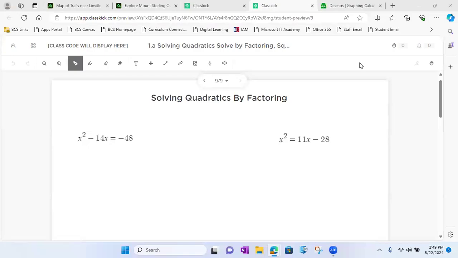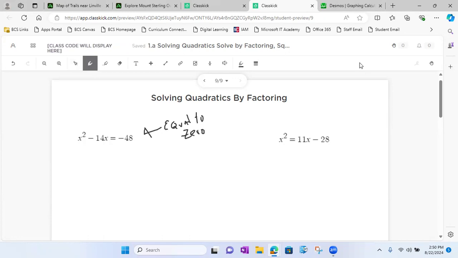Hey everybody, we're going to be looking at solving quadratics by factoring. So this is a good review for some of the stuff we're getting ready to go into. And I have some different variations in here so you can get used to seeing some different stuff. Just as we go through solving quadratics by factoring, we need to make sure that we are able to set an equation equal to zero.